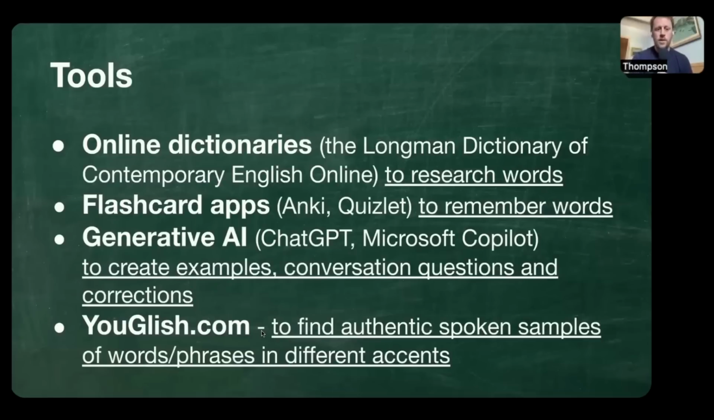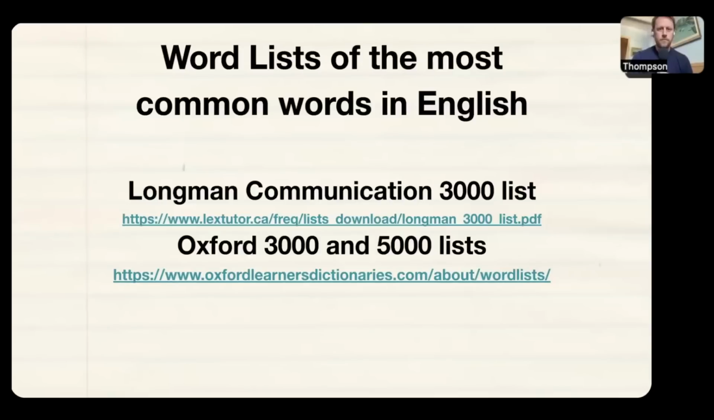Youglish is basically a way to search YouTube, and you can find authentic spoken samples of words or phrases in different accents. For example, if you wanted to look up "bear with me," you could just put that into Youglish, and it will give you examples of people actually using the expression.